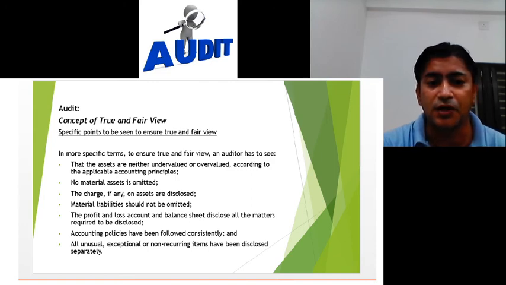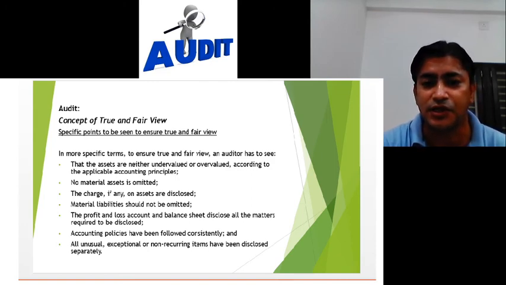Next point, accounting policies must be followed consistently. The consistency concept is there in accounting. Consistency means accounting should be uniform throughout. Don't change policies every year. Keep them uniform to the extent possible. What is an accounting policy? It means the accounting method. For example, how to value the inventory, based on what policy. Book value or market value, whichever is lower, that kind of valuation you are doing. LIFO, FIFO, which method you are following.